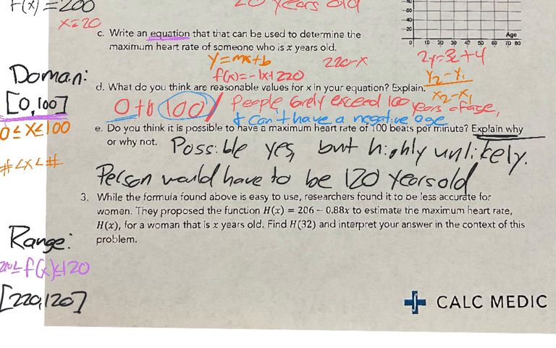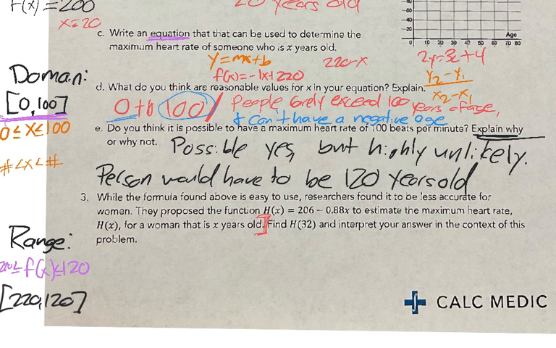Okay, so I don't want to do the second part yet. Let's look at the equation that they have presented. Tell me the differences between the equation we found, which I guess is going to be for men, 220 minus x, versus the equation for women, which is 206 minus 0.88x. Can you guys interpret the situation from just equations?